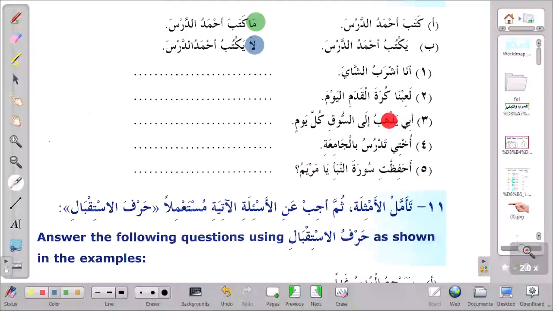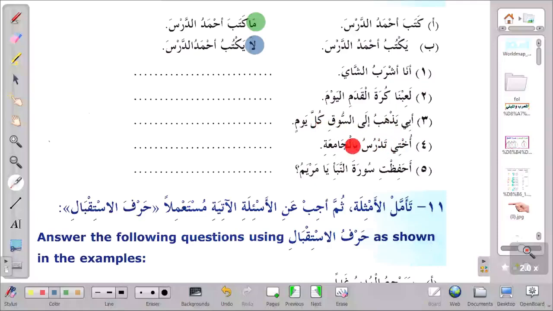I'm talking about the verb alone, not in the context of the sentence, when it is standing alone. Yazhabu is a present tense verb. So use la. Abi la yazhabu ila suqi kulla yawm. My father doesn't go to the souk, the market, every day. And I explained this concept, right? Why we say he goes but not going, right? I explained it in the previous lesson.